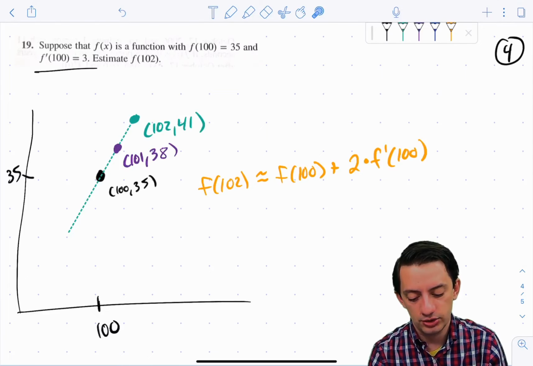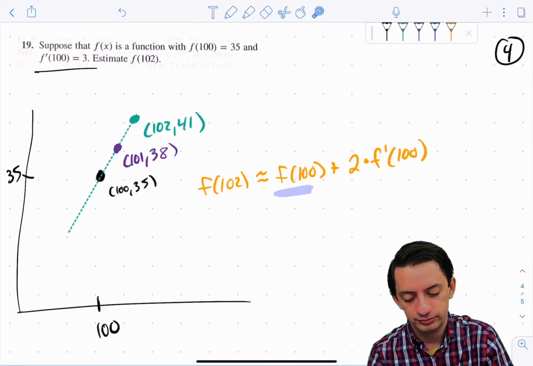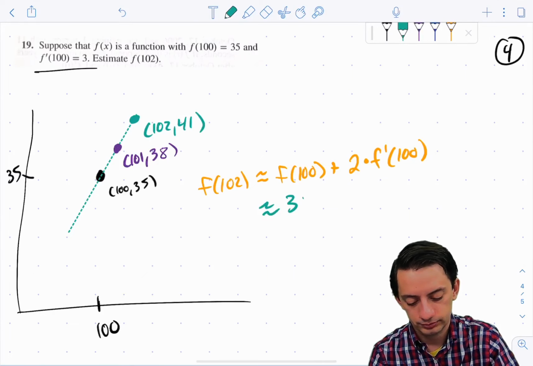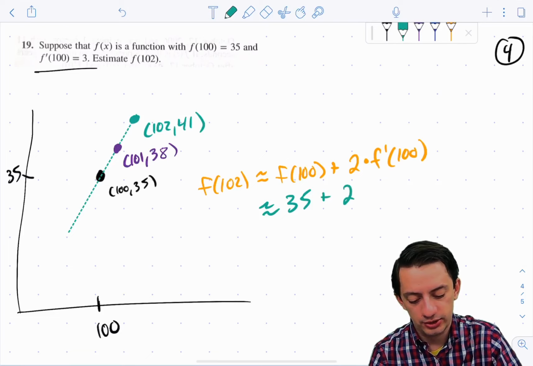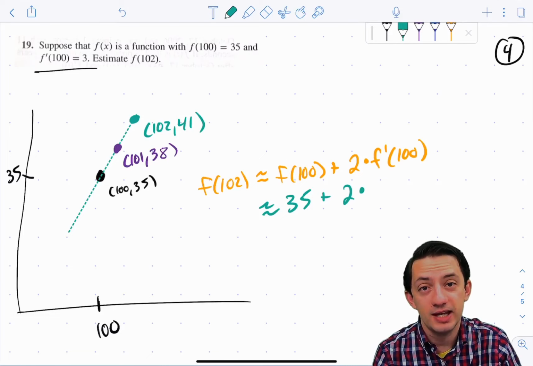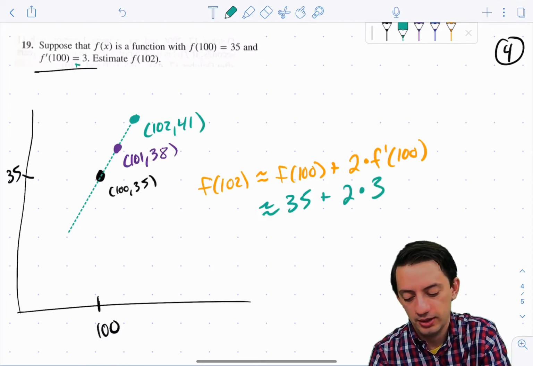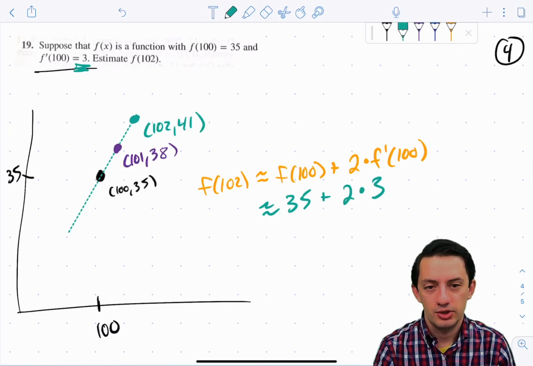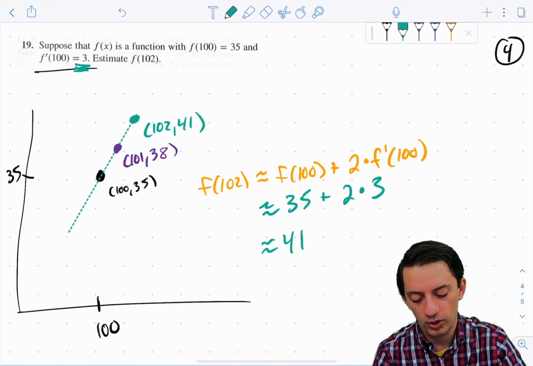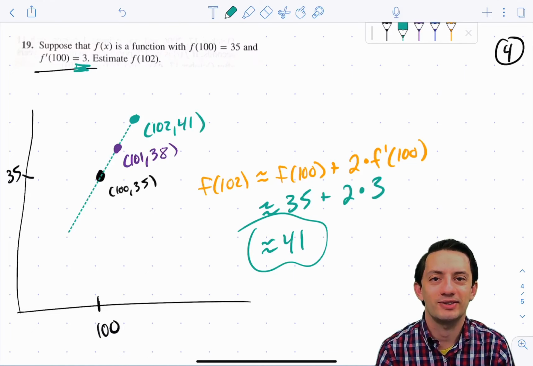But the idea is that you're starting at 35 and you're going to take 2 steps to the right, and our best guess for what happens to your height when you take a step to the right is that you go up by 3 because of our derivative there. So approximately 41 is our guess.